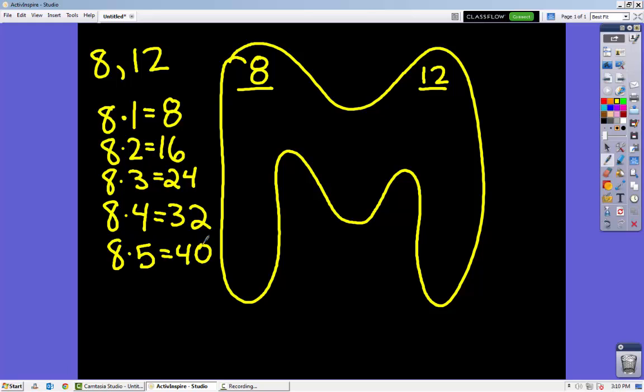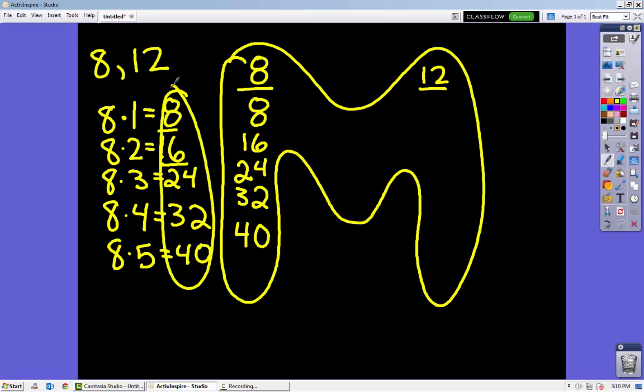And then I take my multiples and I just make a list right down the middle, or right down the left hand side. And so you see I took all of these and I just moved them to the inside of the M. I'm going to do the same thing for 12. My 12 times 1 is 12. 12 times 2 is 24. 12 times 3 is 36. 12 times 4 is 48. And that last one, 12 times 5 is 60.